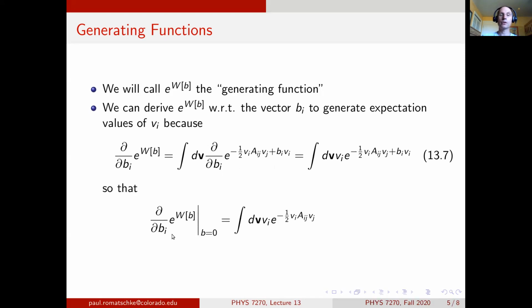If we set b to 0 on both sides, then the b in the exponent just drops out, and we are left with an integral that's effectively the expectation value of vi with respect to a quadratic action. So we call this the expectation value of vi times e to the W0, because that's essentially what this represents.